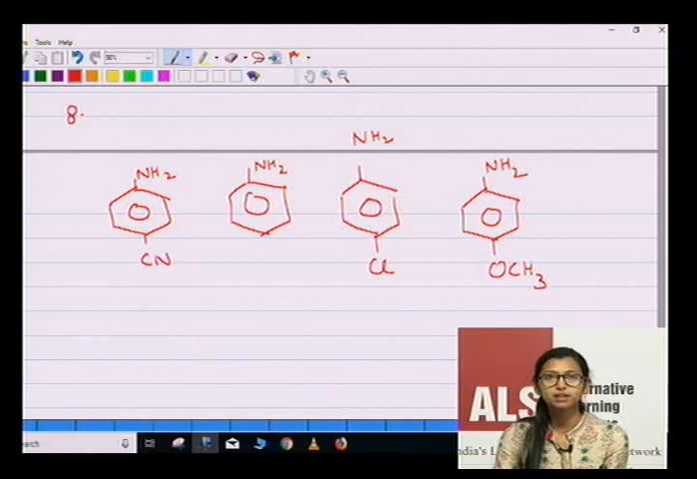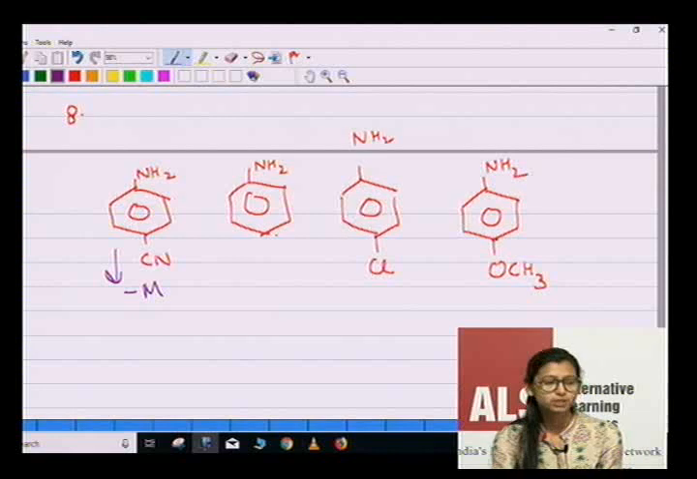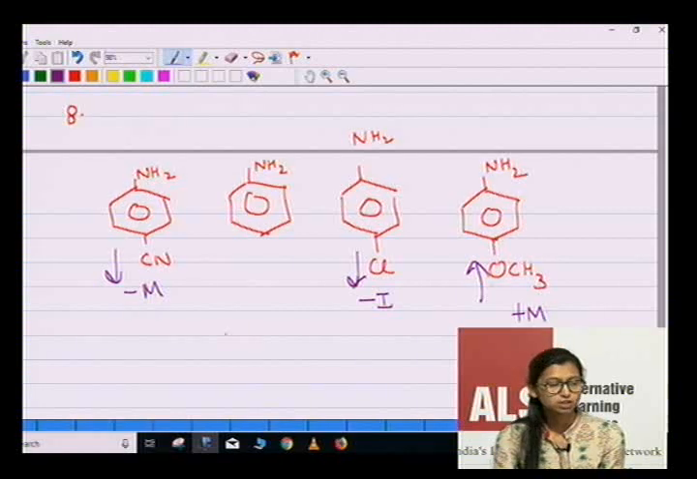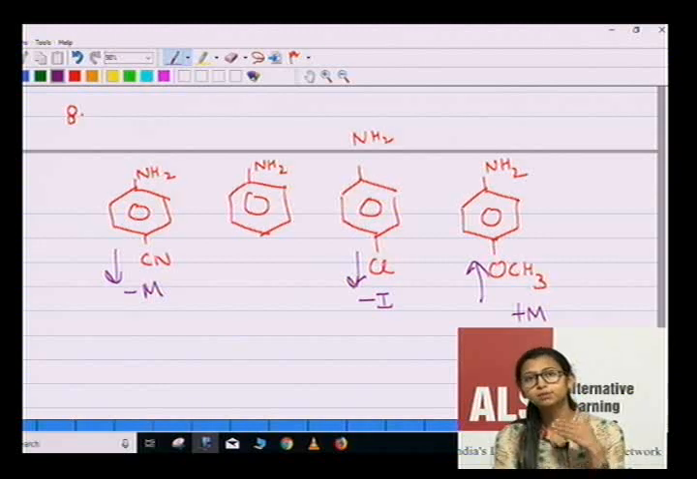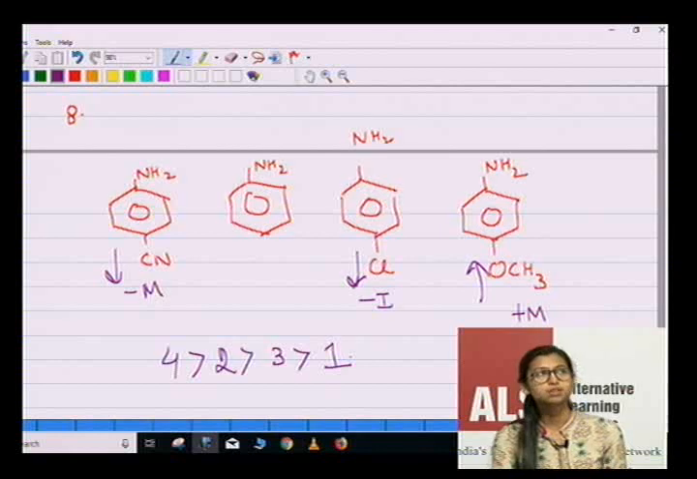Because chlorine is there, right? Minus I will be there, yes. See, this is a cyanide, minus M, electron withdrawing. Nobody is giving, nobody is taking. This is also electron withdrawing, but with minus I, because you know that in halogens, the dominating effect is minus I. OCH3 is giving, this is plus M, okay? It will be giving the electron density. So what will be the order? Those giving the electron density will be the most basic one. So fourth will be there. After that, second will be there. And then third, and then the first, okay? So this will be the answer.